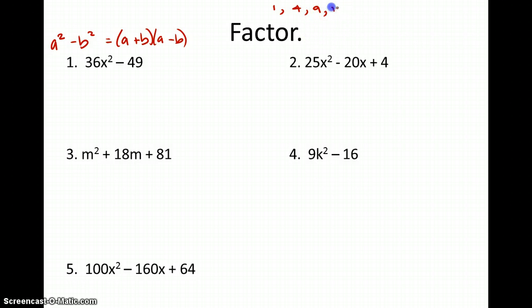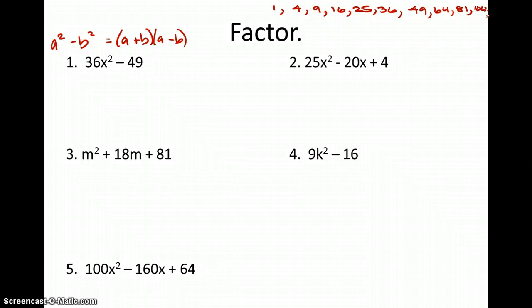4 squared is equal to 16. 5 squared is equal to 25. 6 squared is equal to 36. 7 squared is equal to 49. 8 squared is equal to 64. 9 squared is equal to 81. 10 squared is equal to 100. And it goes on and on and on.